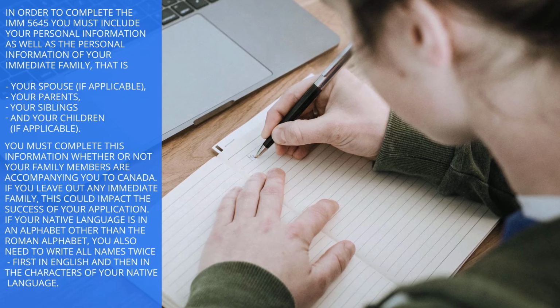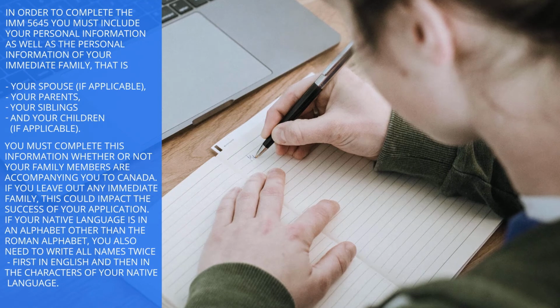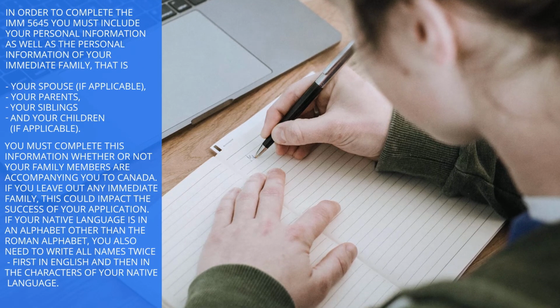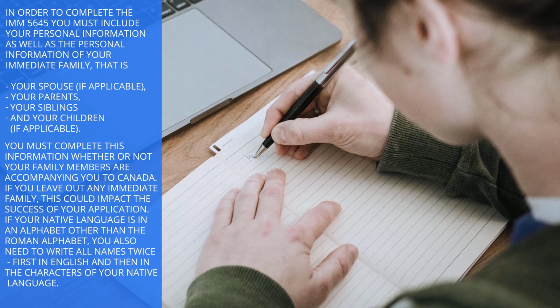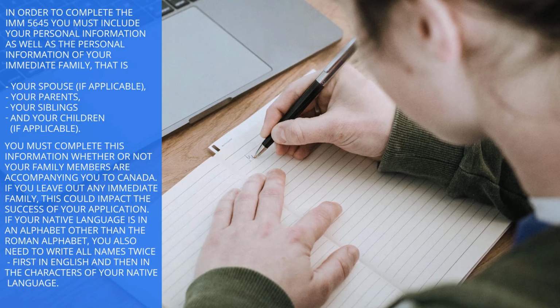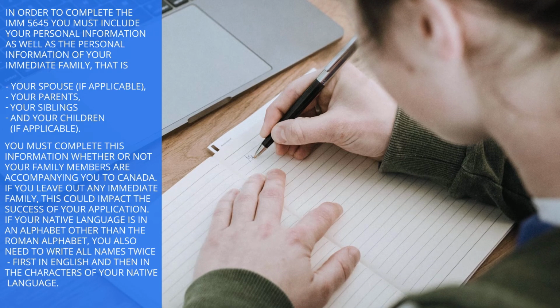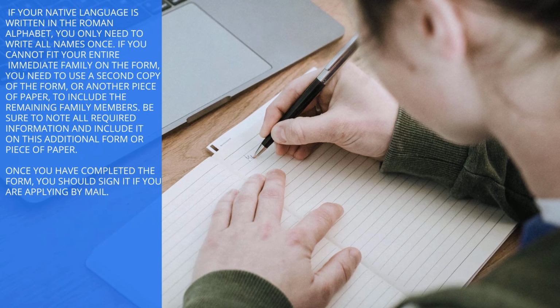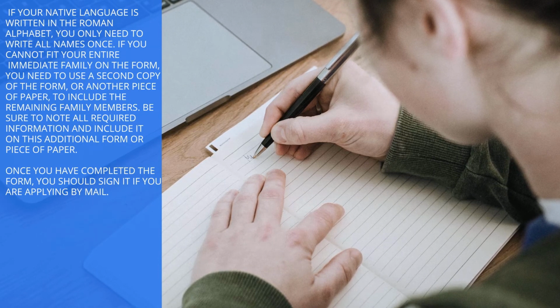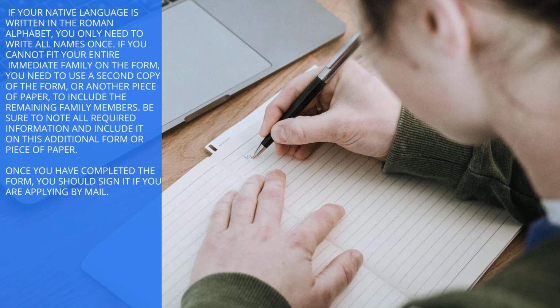If your native language is in an alphabet other than the Roman alphabet, you also need to write all names twice, first in English and then in the characters of your native language. If your native language is written in Roman alphabet, you'll only need to write all names once.